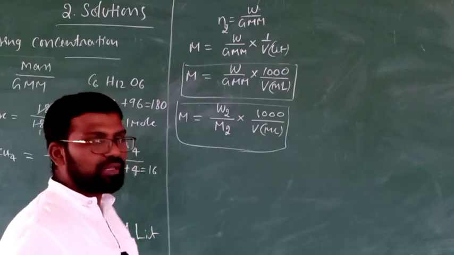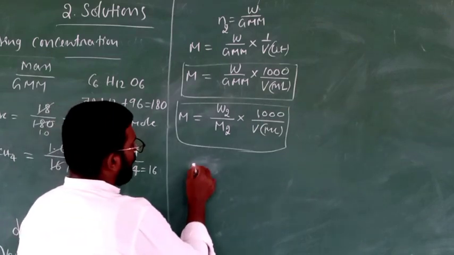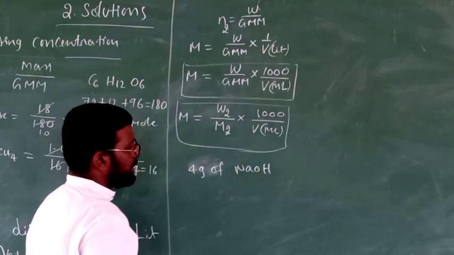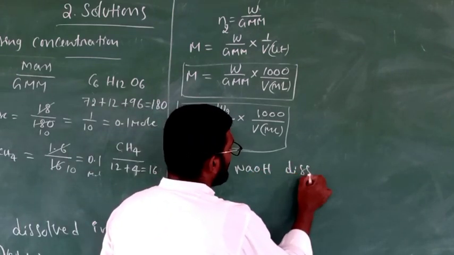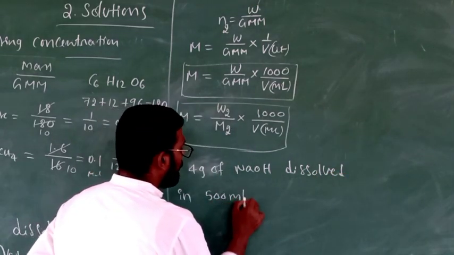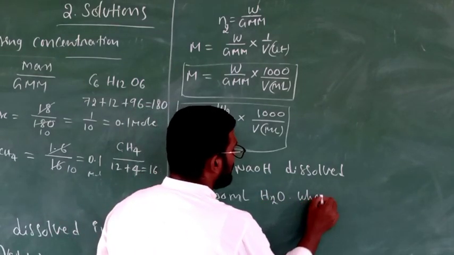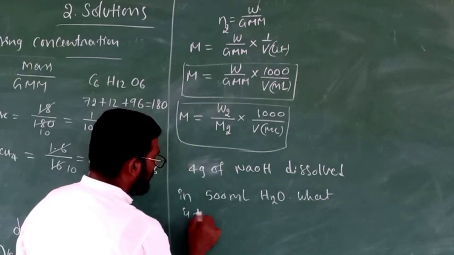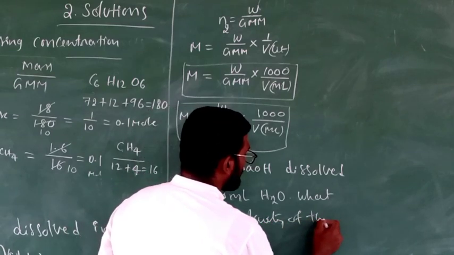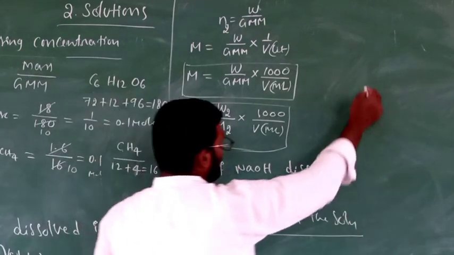Next, to understand this formula, let us take one small example. Suppose 4 grams of NaOH is dissolved in 500 ml of water. What is the molarity of the solution? Now let's use this formula. What is the formula of molarity?